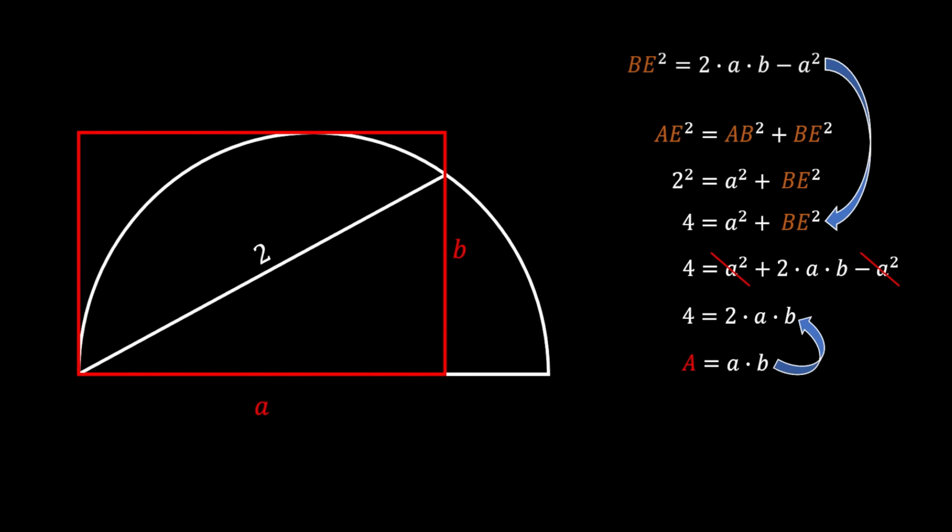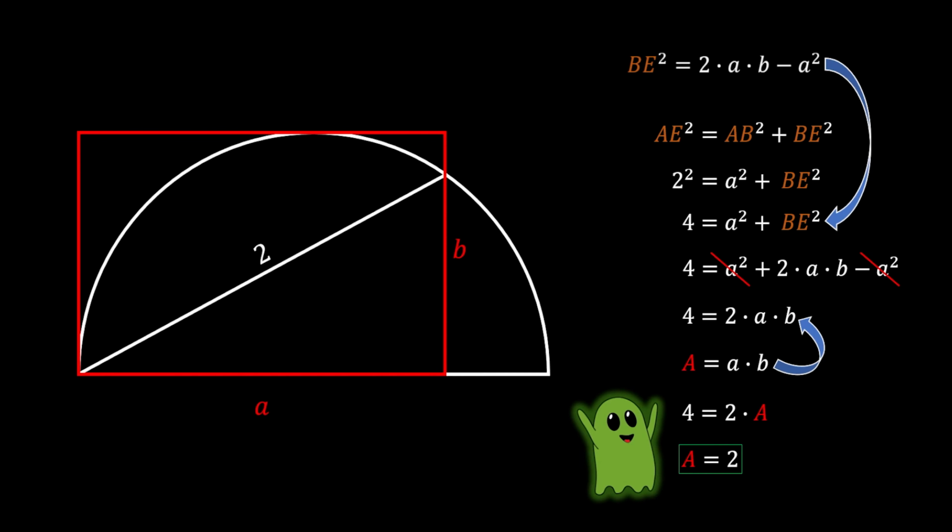So we can substitute that in and we will get that 4 is equal to 2 times the area of the rectangle, which means that the area of our red rectangle is equal to 2 squared units, and this is our solution.